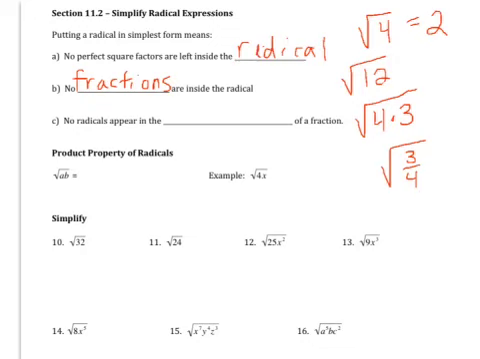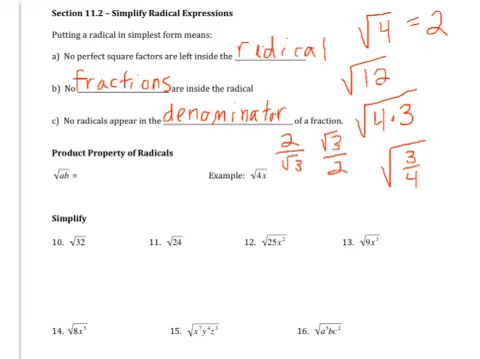Also, no radicals appear in the denominator of a fraction. We are allowed to have radicals in the numerator, but not in the denominator. So if we had something like 2 divided by the square root of 3, that would not be a simplified radical expression. However, the square root of 3 over 2 would be okay. Notice that the square root is in the numerator and not in the denominator, so that is fully simplified.